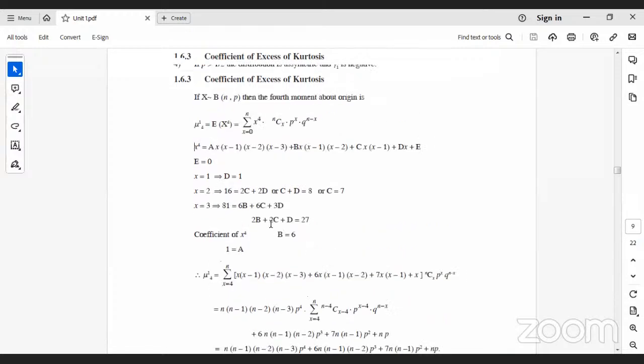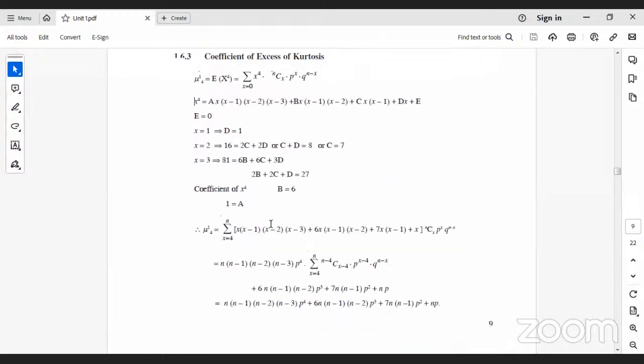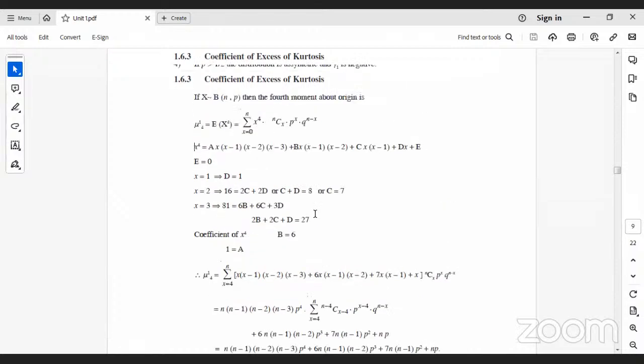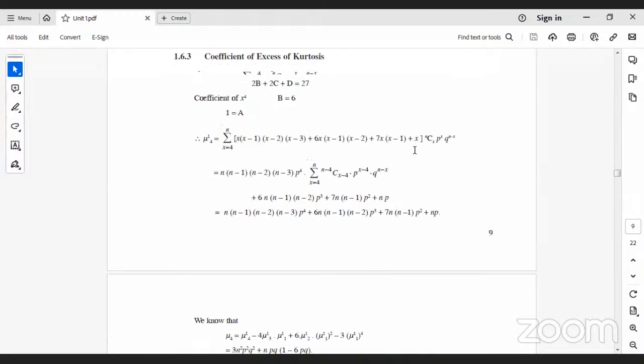So x power 4 coefficient is equal to 1, which is a. We substitute into x power 4: n into x minus 1, x minus 2, x minus 3, 6 into x minus 1. At a the value is 1, at b the value is 6, at c the value is 7, at d the value is 1. The constant is 0. So on substitution, the value is nCx p power x q power n minus x.